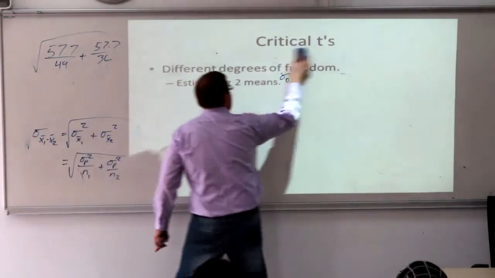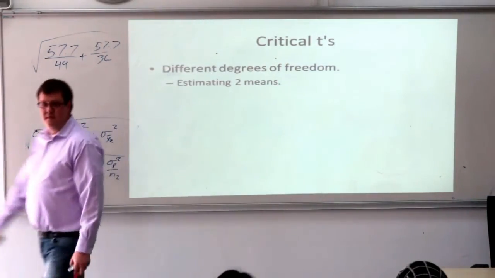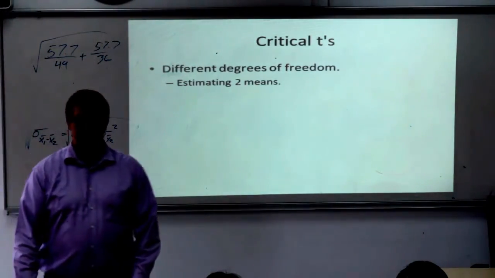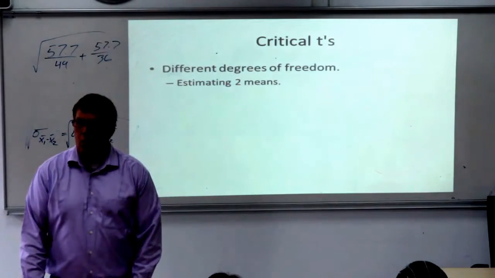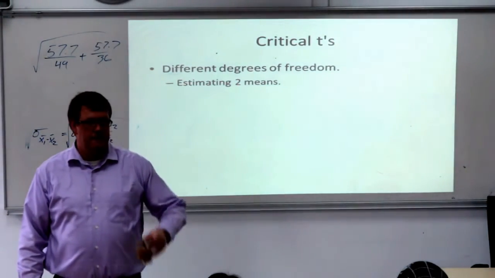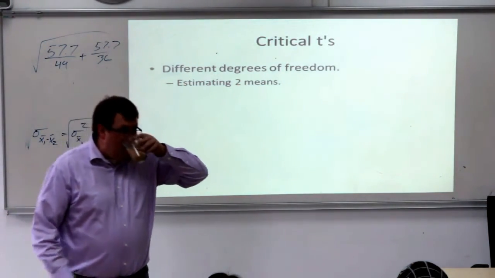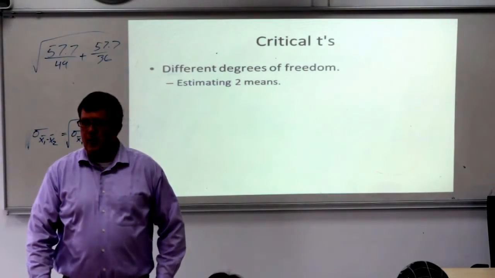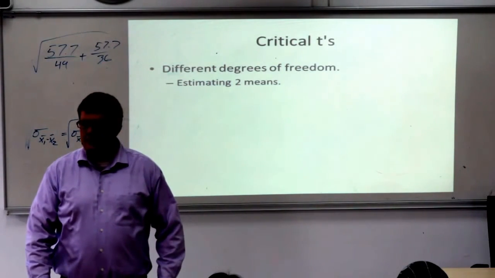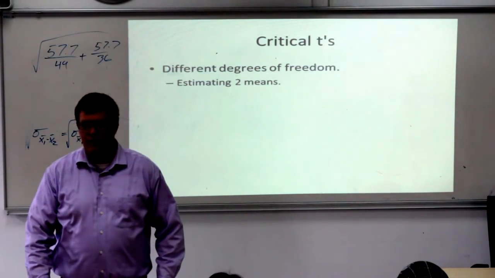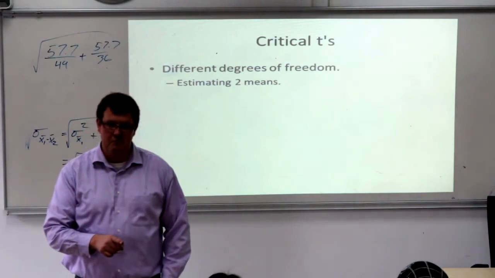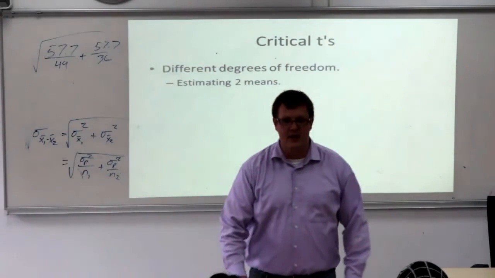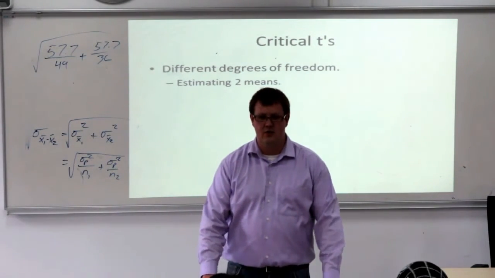One more trick. Now we have different degrees of freedom. We're estimating 2 means, right? When we were estimating 1 mean, how many degrees of freedom did we have? We had n minus 1 degrees of freedom when we were estimating 1 mean. And we're estimating 2 means. How many degrees of freedom do we have? N minus 2? N1 plus N2 minus 2.